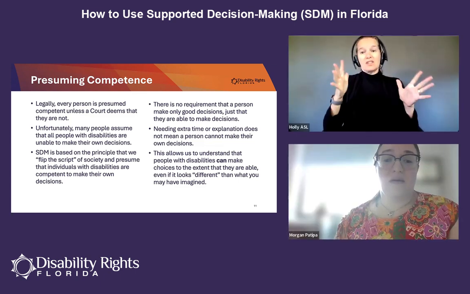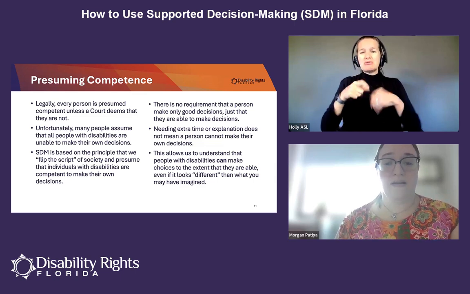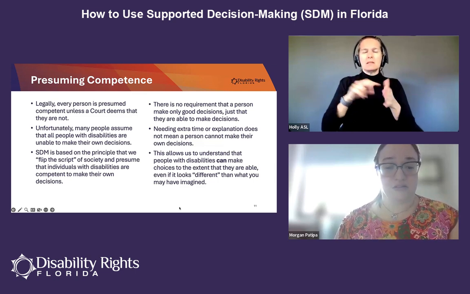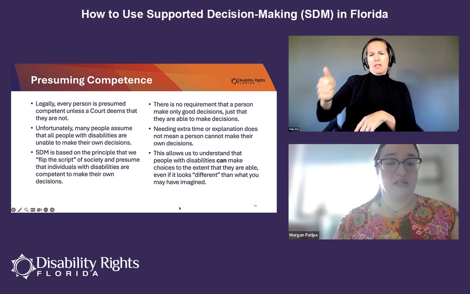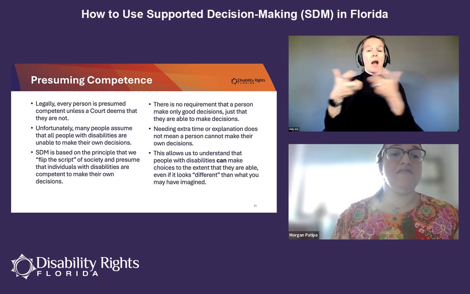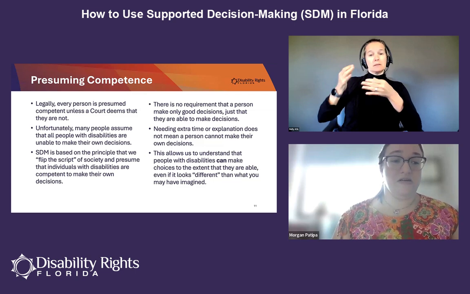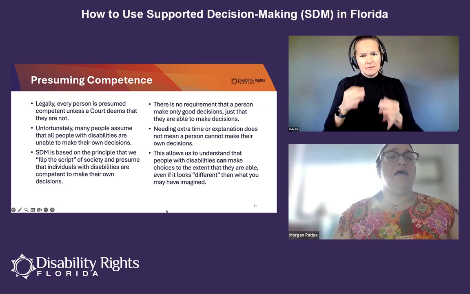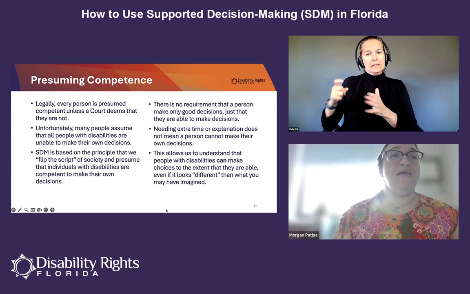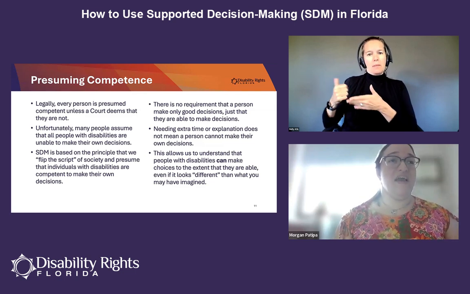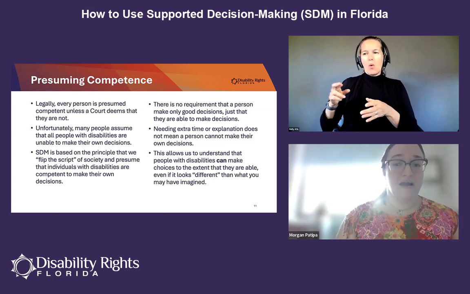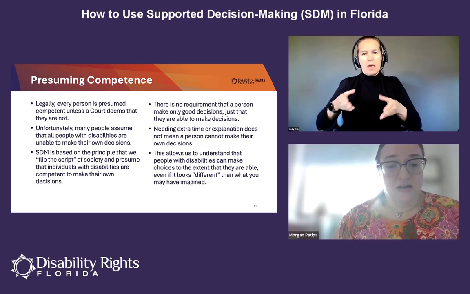And needing extra time or explanation does not mean a person cannot make their own decisions. So if I need an accommodation to be able to make a decision, that doesn't mean I can't make my own decision. It just means I need it to be accommodated and to be explained in a different way or to be conveyed in a different way. And that's okay. I'm still able to make my own decision.